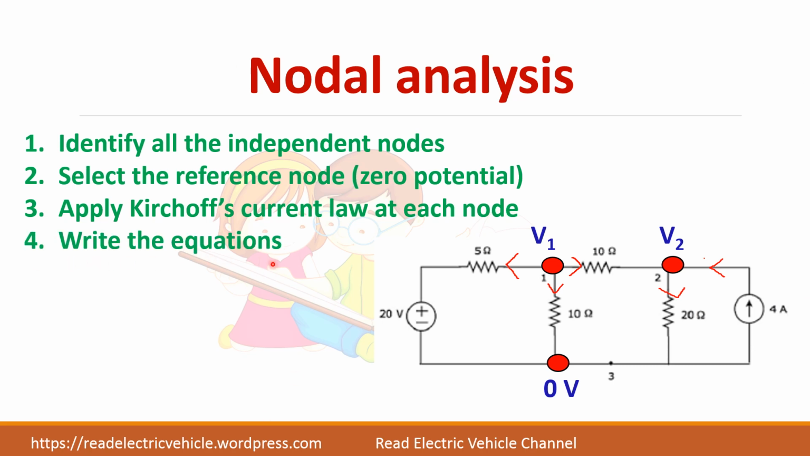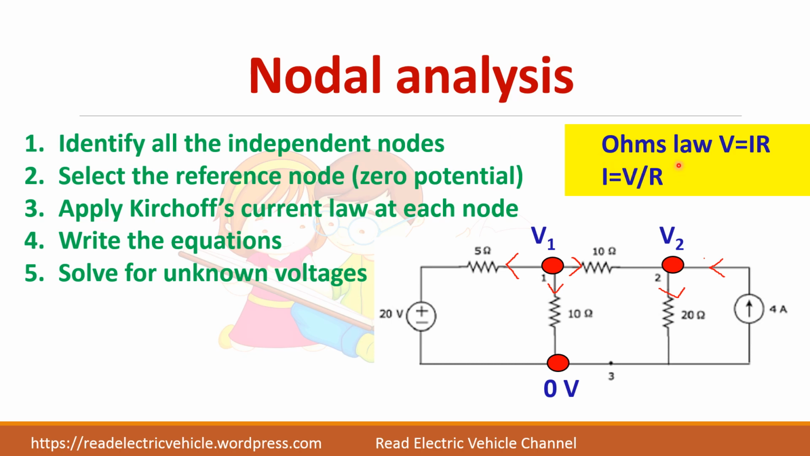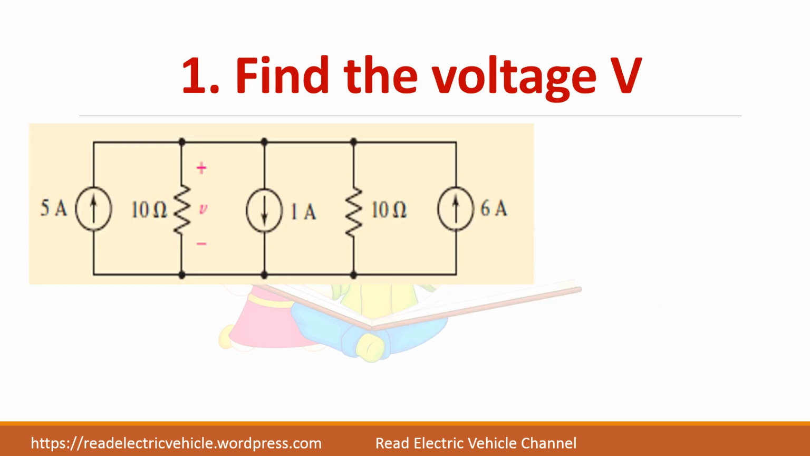Next we have to write the equation for each node and find the variables V1 and V2. Always remember Ohm's law, V is equal to IR, because for writing this equation you need Ohm's law, V is equal to IR. Now, let us solve some problems using nodal analysis.